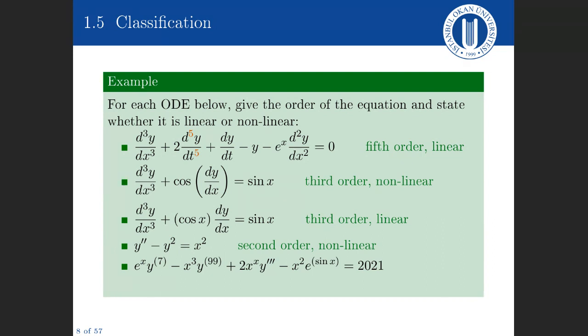And the final one, e to the power x, 7 derivatives of y minus x cubed, 99 derivatives of y plus 2x to the power x, y triple prime, minus x squared, e to the power sine x is equal to 2021. Is this linear or non-linear?